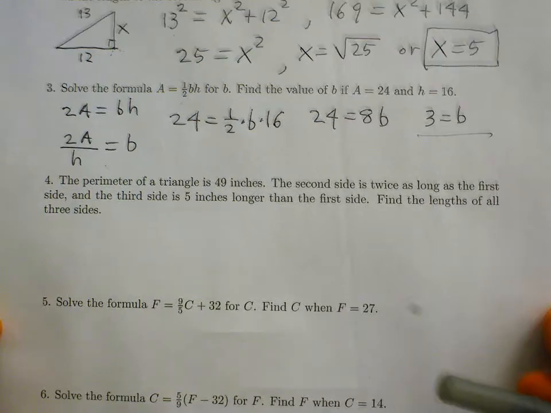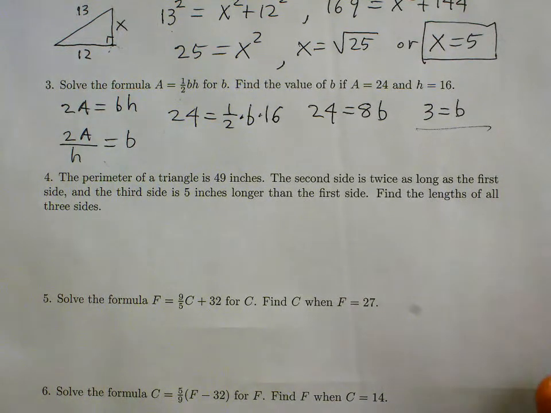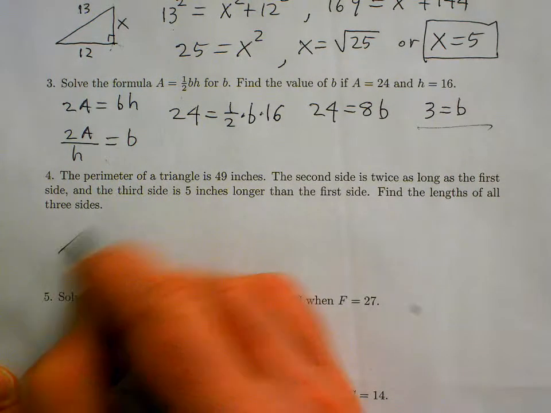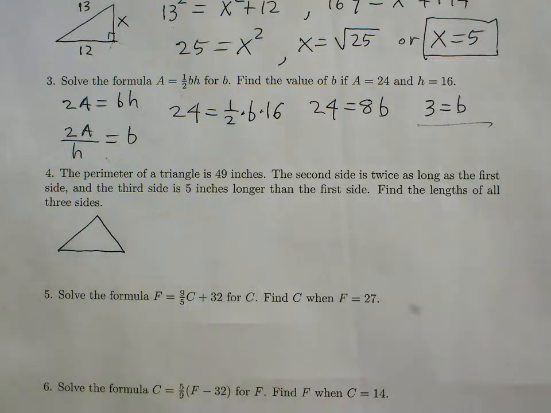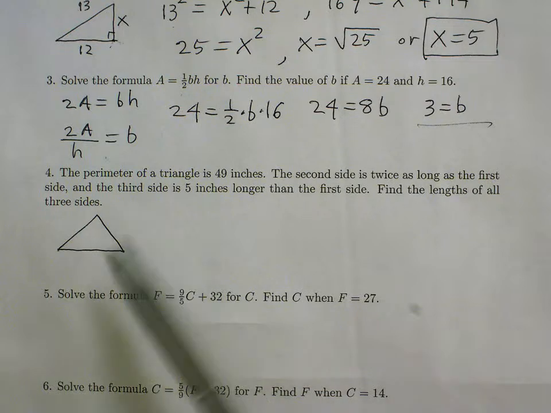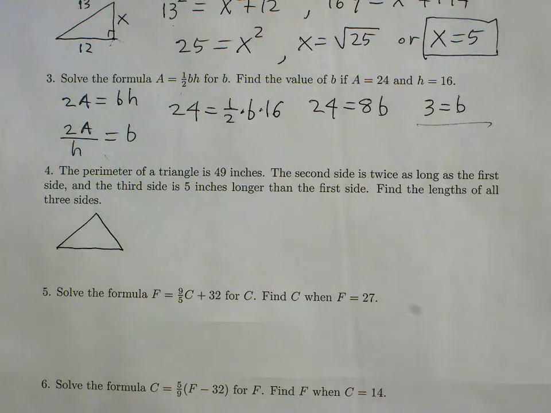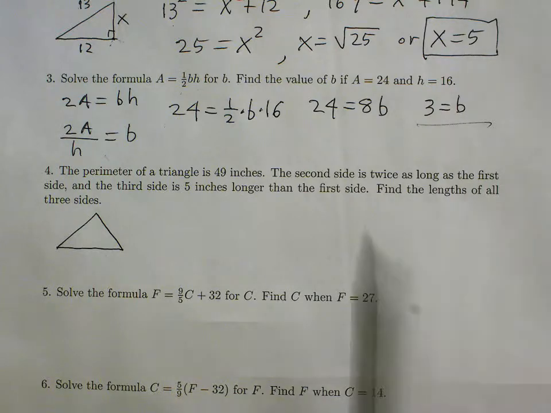Okay, the next problem, number 4. The perimeter of a triangle is 49 inches. The second side is twice as long as the first side, and the third side is 5 inches longer than the first side. Just to help us, let's sketch a triangle. It doesn't have to be proportional to the description. We're just using this as an aid. So the total perimeter means the length of one side plus the length of the second side plus the length of the third side adds up to 49. That's the perimeter. And notice that the second side and the third side are described in terms of the first side.